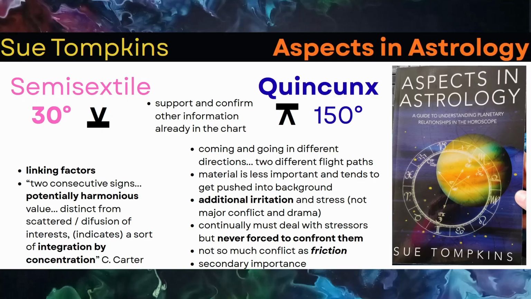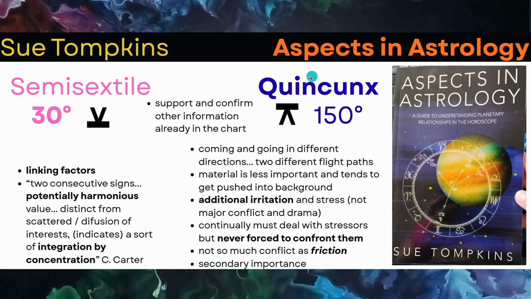And as Carter says, it is plain that a strong emphasis on two consecutive signs should have a potentially harmonious value. This condition ought to make for a definite career as distinct from the scattered composition of some horoscopes, which indicates a diffusion of interests. It is a sort of integration by concentration. So that is the overview from Sue Tompkins on the quincunx and the semisextile.